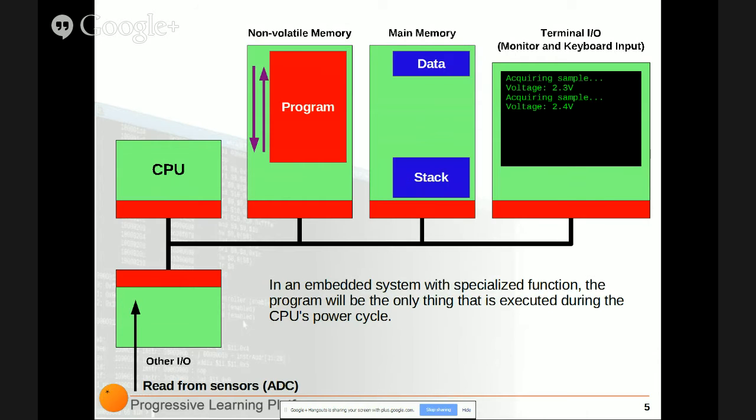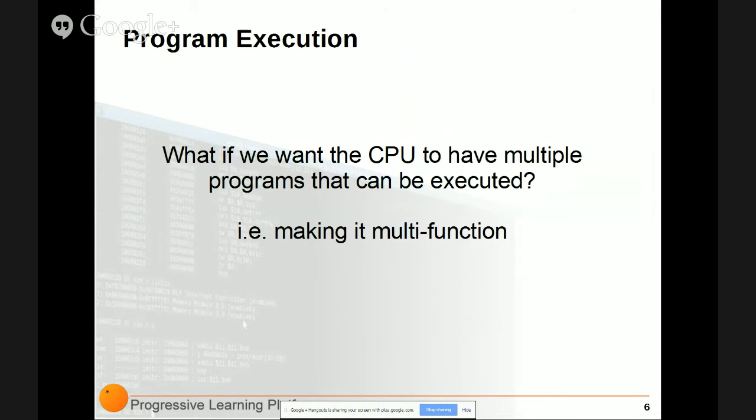This is how typically an embedded system is arranged. In your car, you have lots of small systems like this with a CPU that just does one thing. Your microwave, maybe your toaster. If it's an advanced enough toaster, you might have a microcontroller. But is this how your desktop computers and your smartphones work? Just one thing? No, it does a lot of things. So how do you make the CPU execute multiple programs, or make it multifunction?